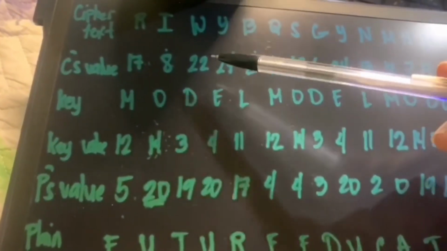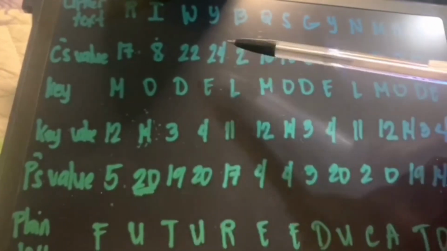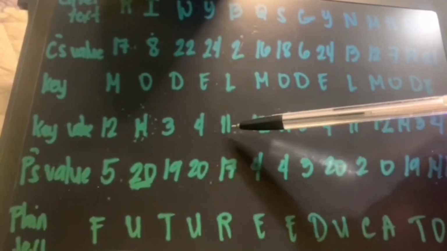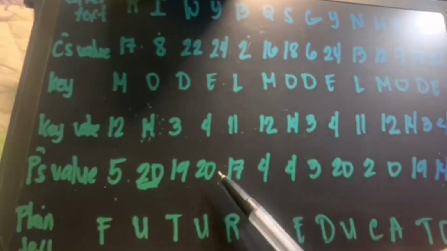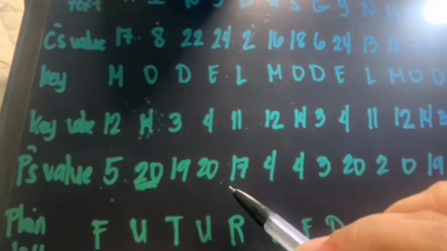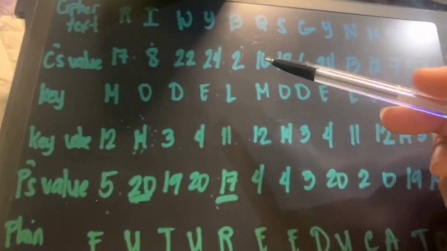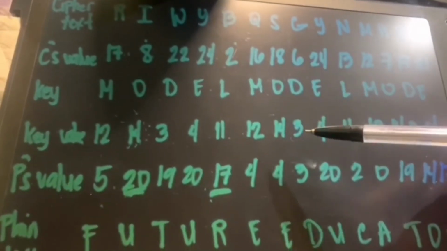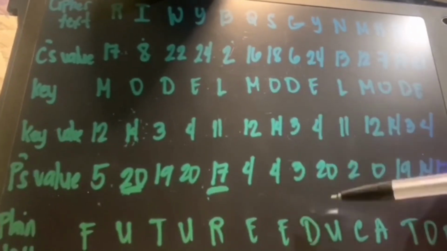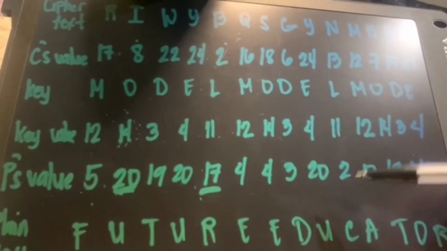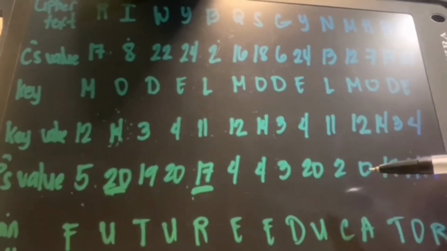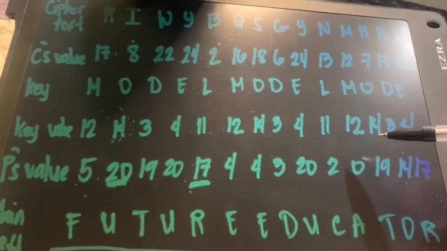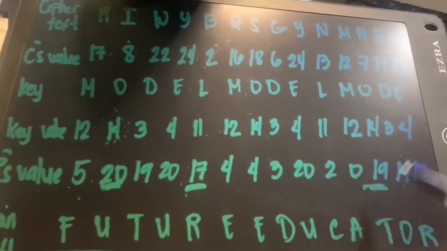So the third column is 22 minus 3 is 19. 24 minus 4 is 20. 2 minus 11 is negative 15. So negative 15 plus 26 is 11. 16 minus 12 is 4. 18 minus 14 is 4. 6 minus 3 is 3. 24 minus 4 is 20. 13 minus 11 is 2. 12 minus 12 is 0. 7 minus 14 is negative 7. Negative 7 plus 26 is 19.